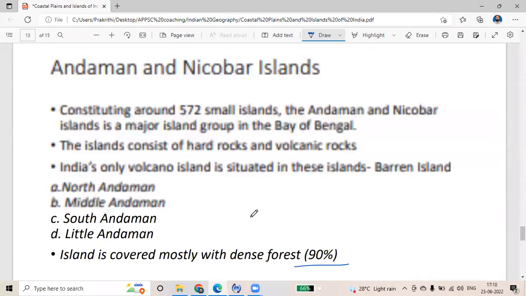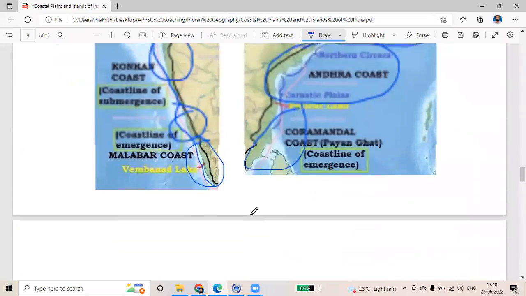So these are the last physiographical features of India.